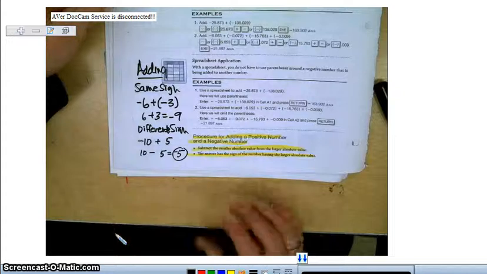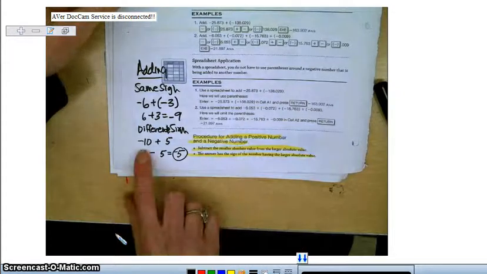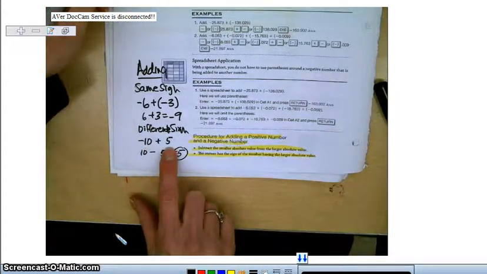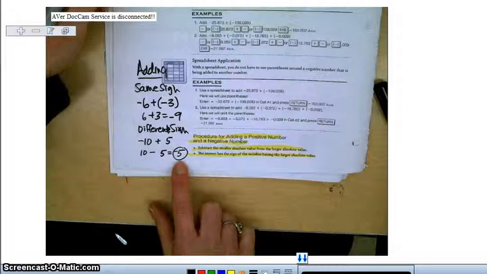And if you go to the number line and wanted to do this problem, you'd start at -10 and then you'd go 5 in the positive direction, and that's where you'd end up.